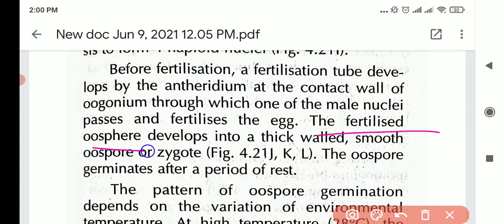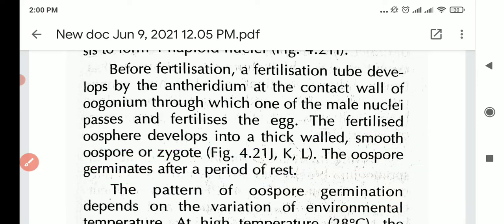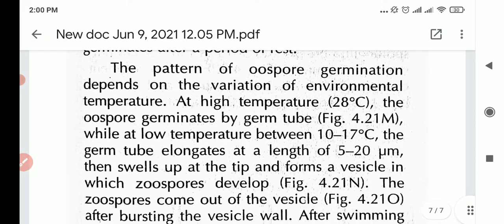The fertilized oosphere develops into a thick-walled, smooth oospore or zygote. Okay, so the zygote has a very thick wall. Then the oospore will germinate after resting. So the zygote will grow and germinate after resting for some time. So let's see how the oospore will germinate.